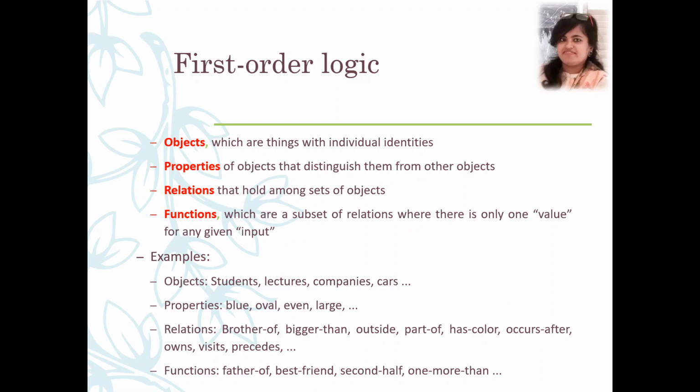Suppose I tell you Ram is the best friend of Shyam. This best is a superlative, and superlative means only one person can be the best friend of the other. So for the given input only one value can be obtained, and those are functions. Others can be father of, second half, and so on. These are relations as well as functions, so functions are a type of relation. These are the basics of FOL.